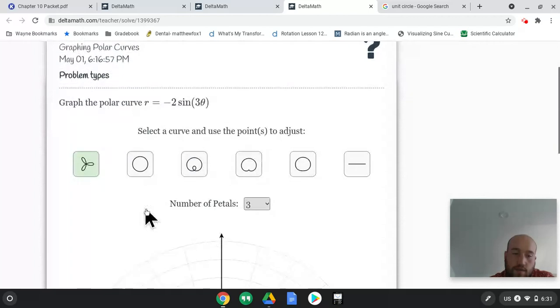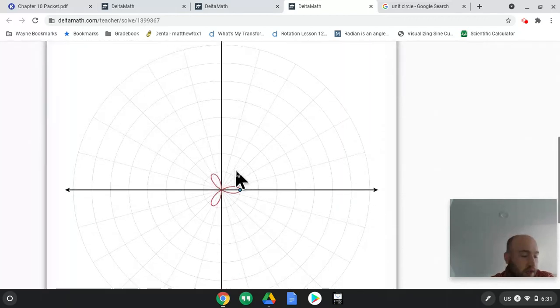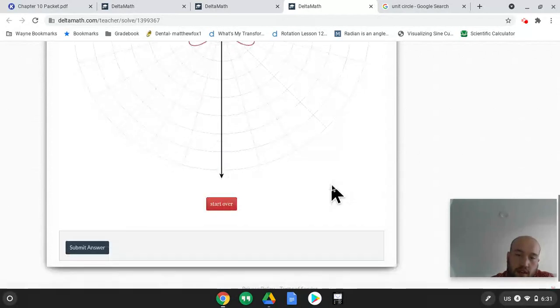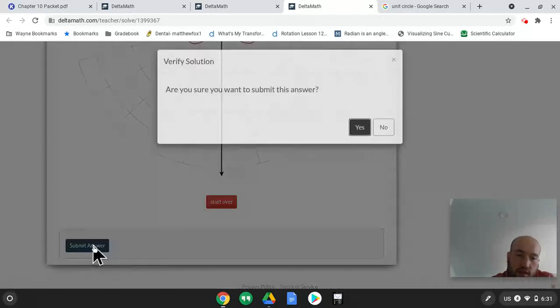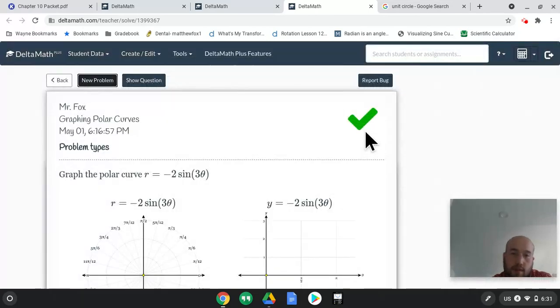So we choose the rose again. We already have 3 petals selected. That's what we need. And it occurs, the max of 2 at pi over 2. So up here. And we put it right there. And we are good to go. So I submit it. And yep, I'm done.